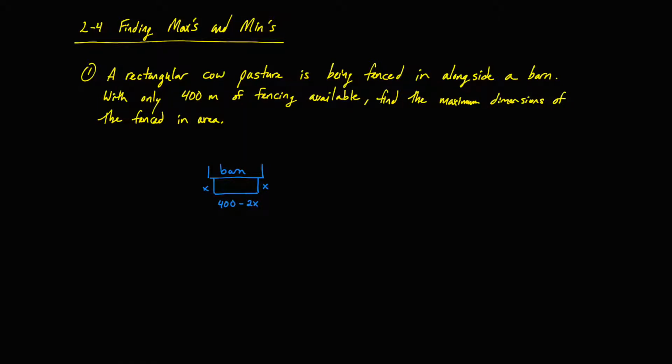Now with these variables we can solve for the fenced-in area. All we have to say is that the area is equal to 400 minus 2x. Remember, we're doing one dimension, the length by the width, whatever you want to call it, vice versa, multiplied by x. So this gives you a function, which is 400x minus 2x squared.